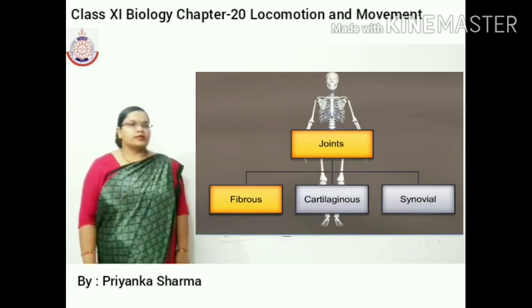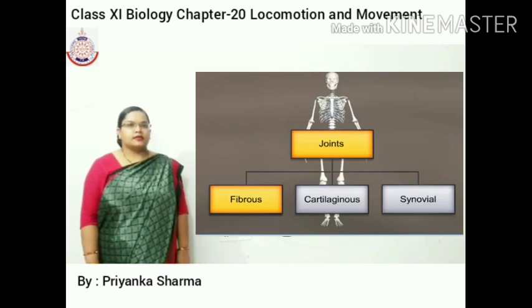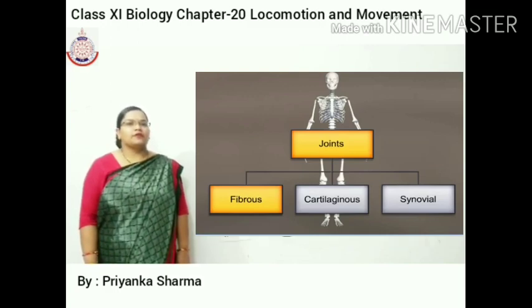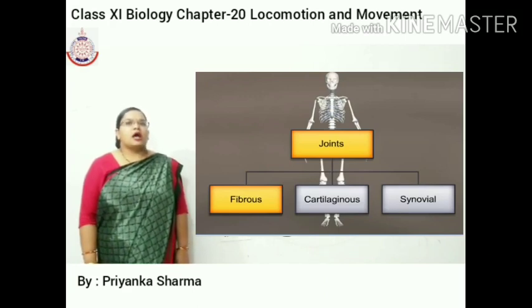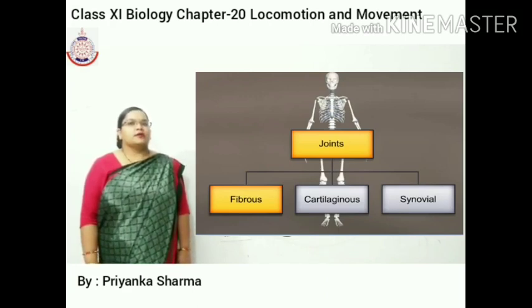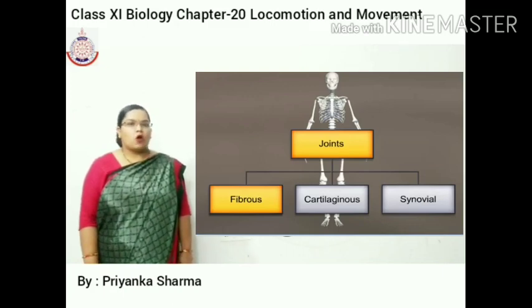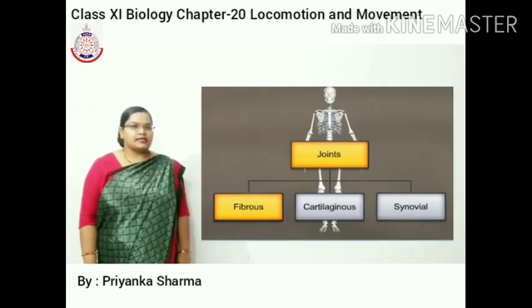Today we are going to start with the next topic of chapter 20, that is joints. Joints are involved in all types of movement involving the bony parts of the body. Joints are points of contact between bones or bones and cartilage. So joints will be present between bones or bones and cartilage.